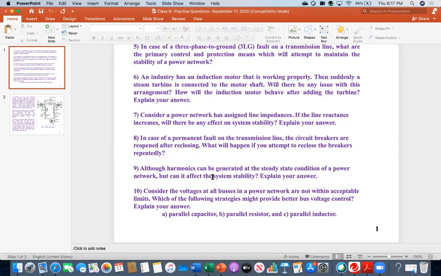But then you found that there is a significant amount of harmonics. For example, through an oscilloscope, you are looking at the power, voltage, and current profile, and you are noticing they are not sinusoidal. There is a significant amount of harmonics, but no fault, no short circuit, nothing happened. So do you think that harmonics might affect the stability? That's the question. So who likes to answer this question?